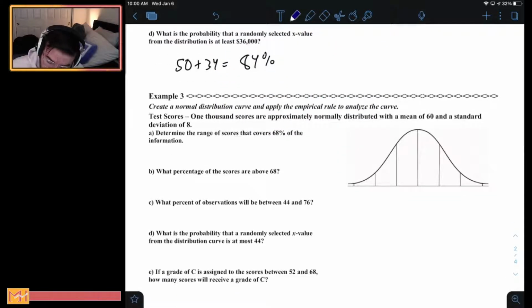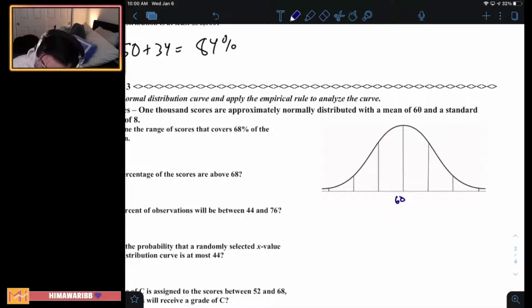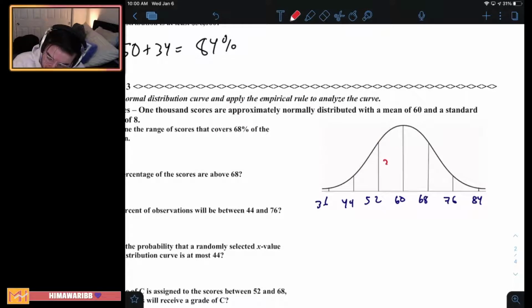So create a normal distribution curve. The mean is 60 and the standard deviation is 8. So we just add 8 along the way. 68, 76, 84. And we subtract 8 down the left side. 52, sorry, not 62, 52. 52 minus 8, 44, minus 8, 36. And we fill in those percentages. The percentages are the same every time. 34, 34, 13 and a half, 13 and a half, 2.35, 2.35, 0.15, 0.15. All right?